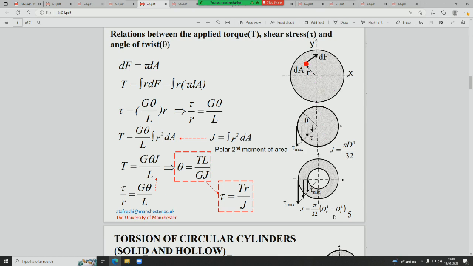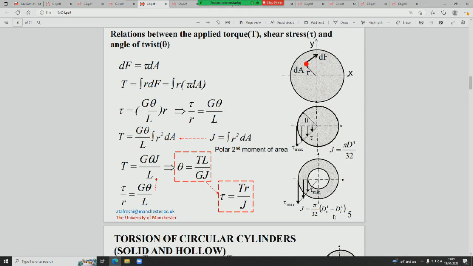So if you've got a solid cylinder, we just use the radius at any point, the distance of any point from the center. If it's a thick walled cylinder, again, just the radius of any point. But if it's a thin walled cylinder, you can use outer diameter and inner diameter, but the answer doesn't become much different if you use a mean radius or mean diameter.